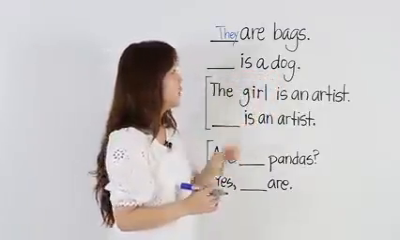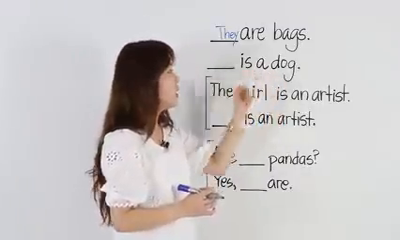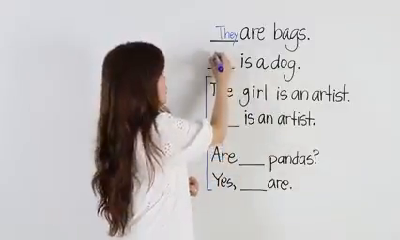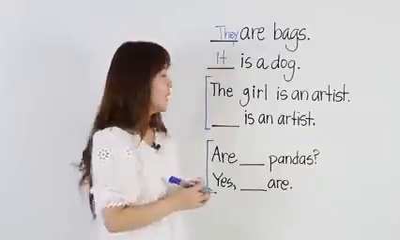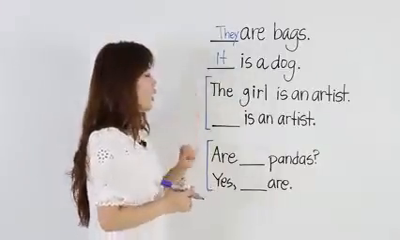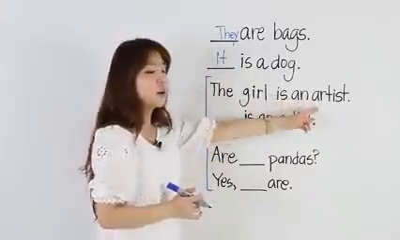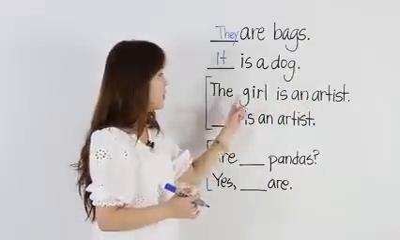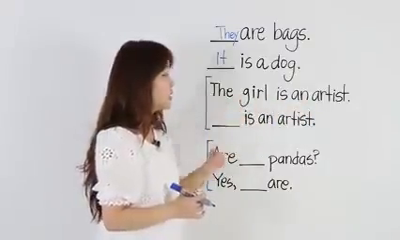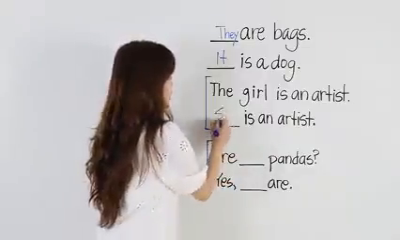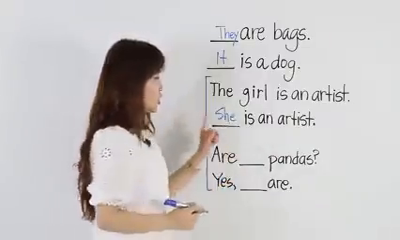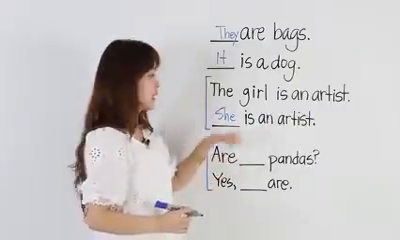Okay, the next sentence, we have an animal is a dog. Okay, but just one, right? A dog. So this time we use it. It is a dog. Now let's look at these two. The girl is an artist. We have the girl. What is the subjective pronoun for one girl? She. She is an artist.